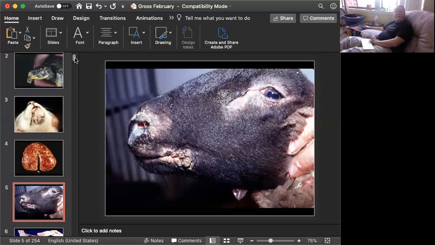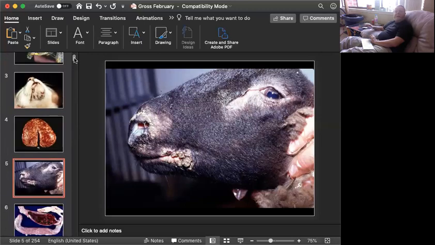Slide number 4 is tissue from a sheep. Can you give me a morphologic diagnosis and a cause? Also name the condition.